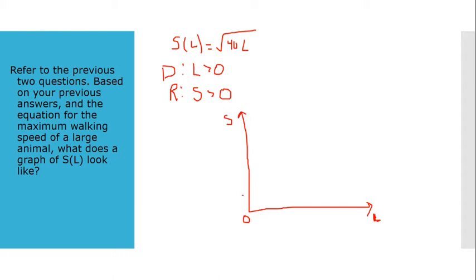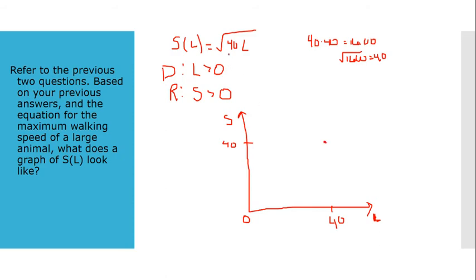So we need to find another point to be able to model what this looks like. You could just type this into a graphing calculator and see what it looks like. Or let's say we have 40 here. If I put 40 in for L, that would be 40 times 40, which gives me 1,600, and then I would be taking the square root of that, which would just give me 40. So I have a point 40, 40. So I would have a point here at 40, 40.